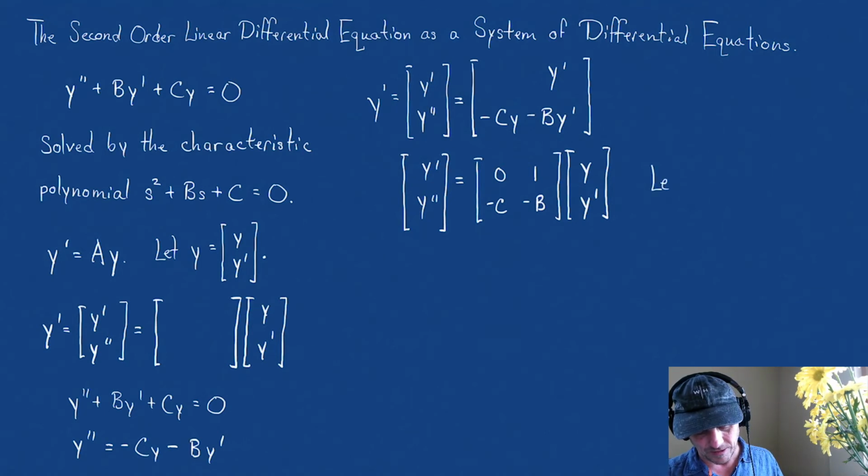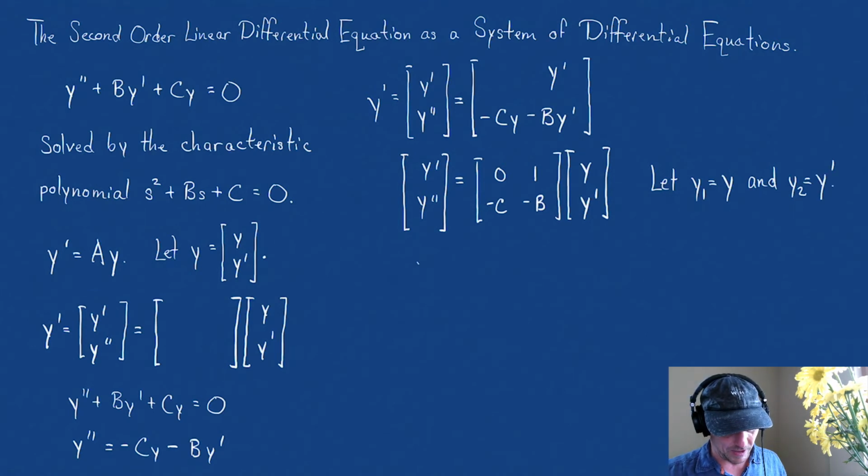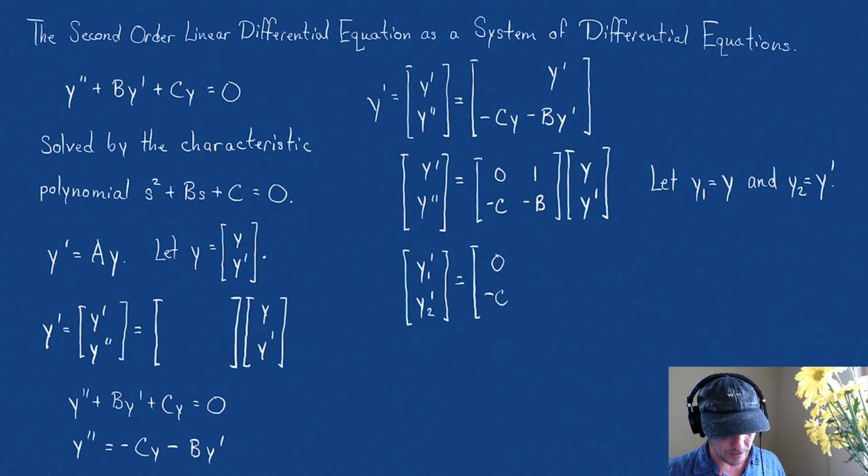And then further, to make this fit notation that you're more comfortable with, we often say let y1 equal y and y2 equal y prime. And then this can be written as the vector y1 prime, y2 prime equals the matrix with rows 0, 1 and minus c, minus b, times the vector of y1 and y2.